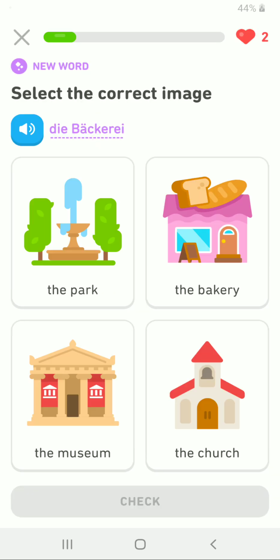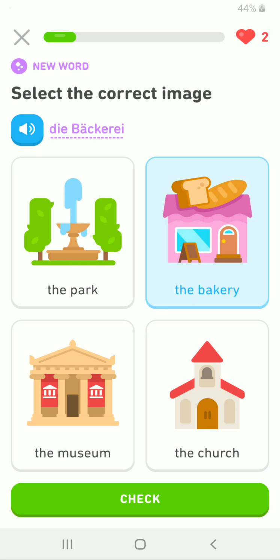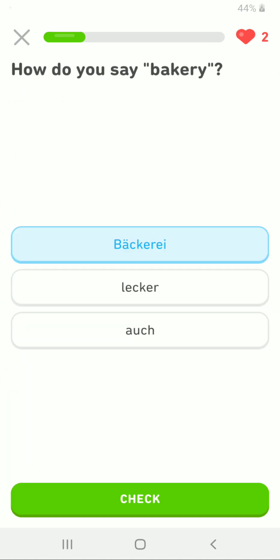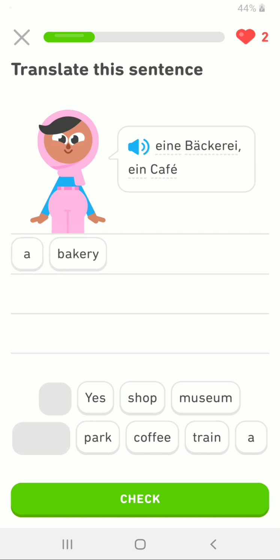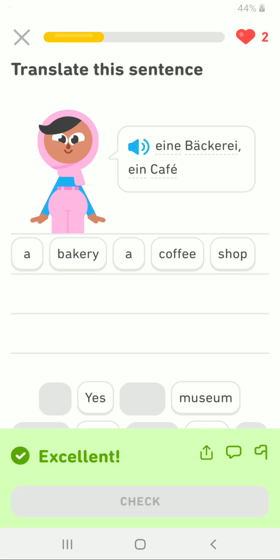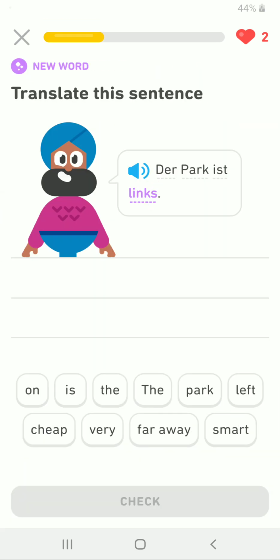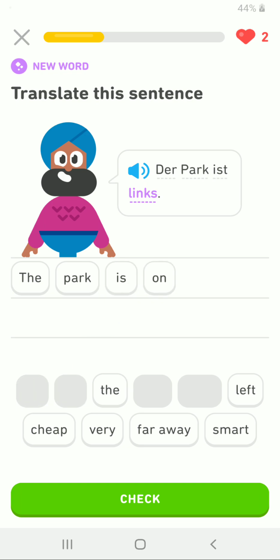Die Bäckerei. Oh, that's the word that I forgot. Die Bäckerei. Eine Bäckerei. Ein Kaffee. So, a bakery, a coffee shop. And what else? Der Park ist links. What is links? I forgot actually. On the left. Yeah. The park is on the left.